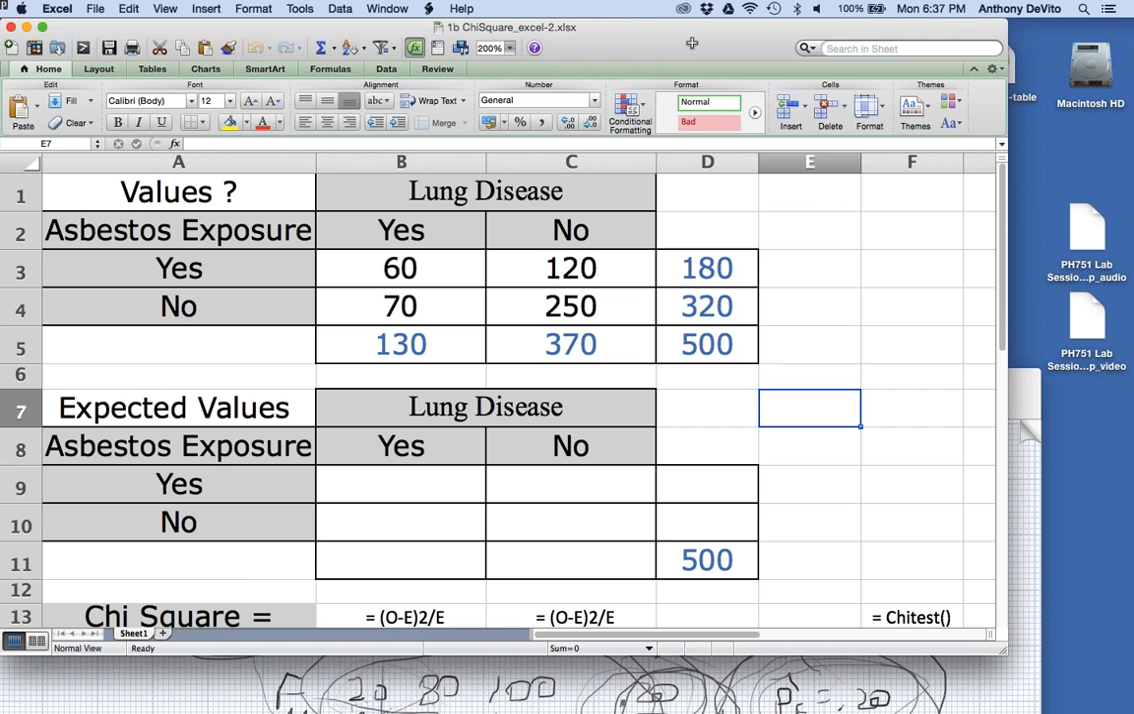Okay, so this one is called 1B chi-square Excel 2. I'm not sure how it got so complicated.